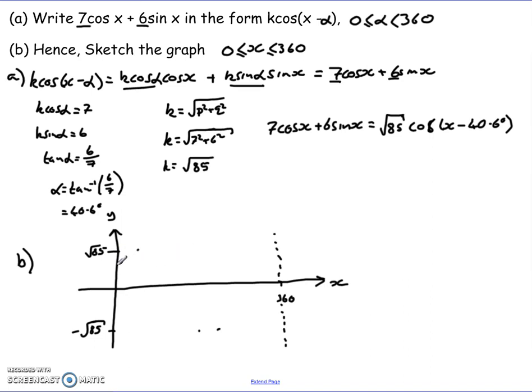So what then happens is we just follow the same general idea for our curve. So it comes up like that, comes down to there, comes back up and cuts the x-axis and ends up there. So it's not quite at root 85 at the top here, but it is at the bottom.